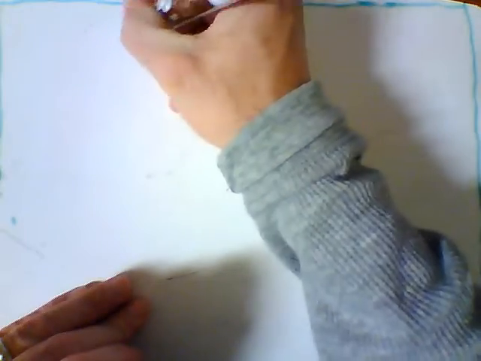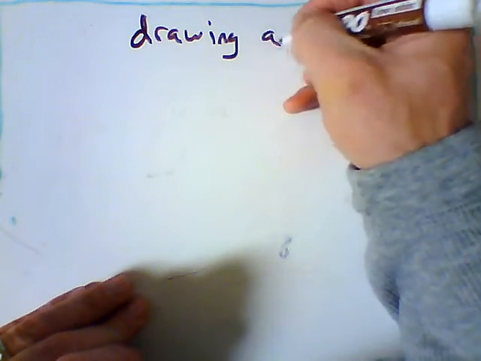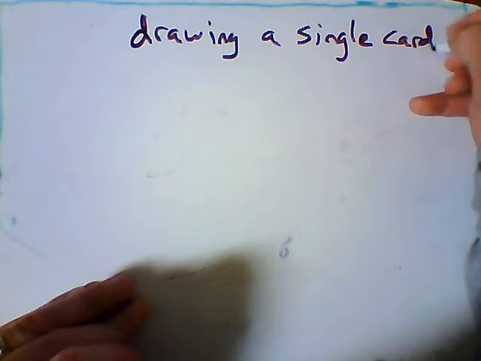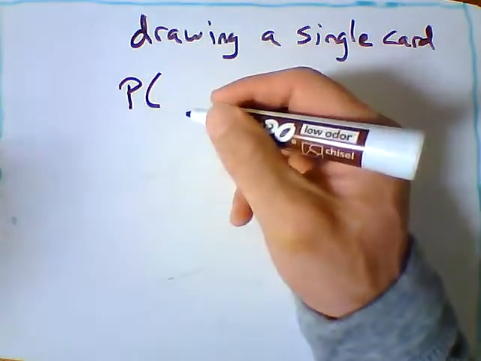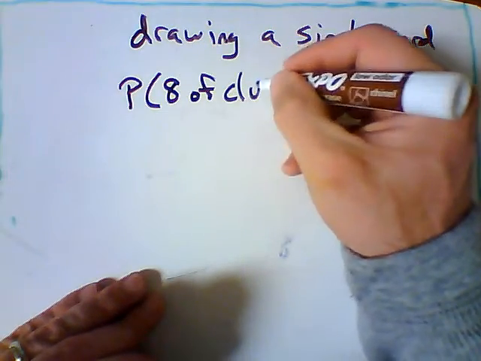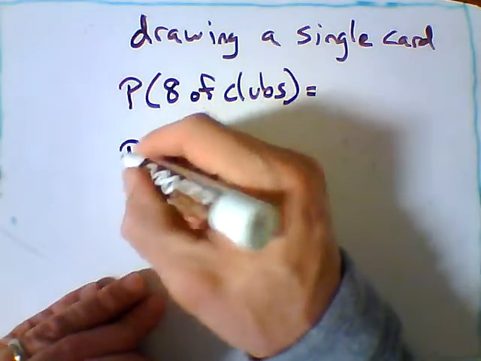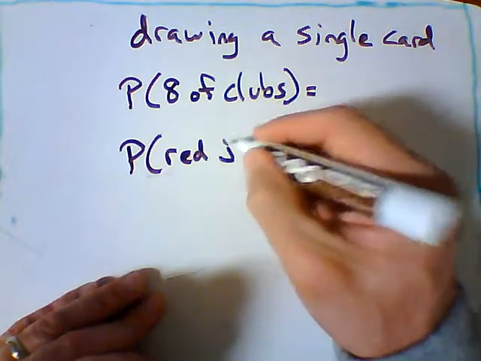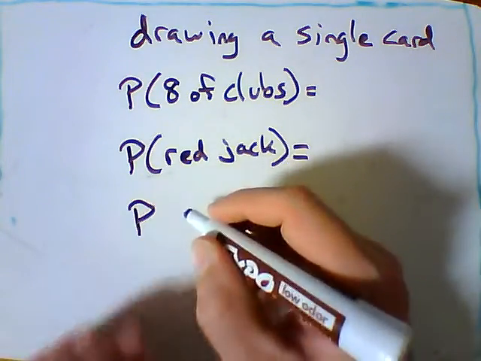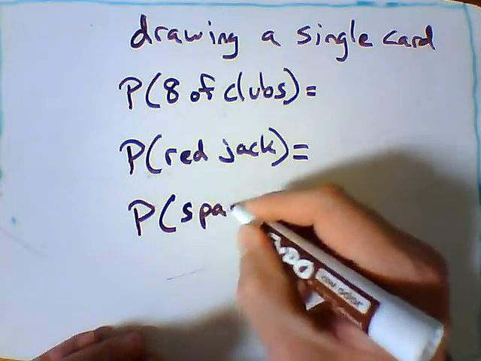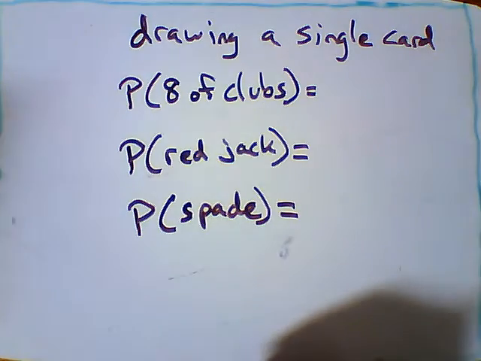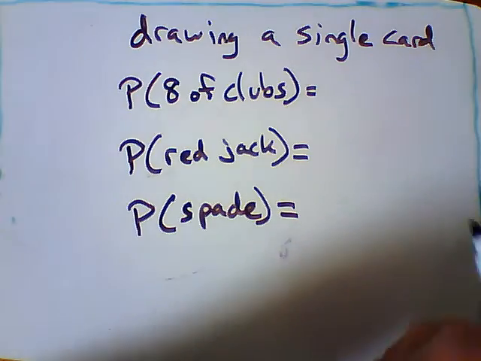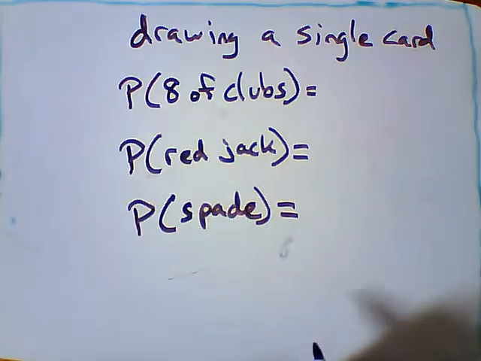Now, I'm going to write down a couple problems for you, and I'm going to ask you to do it. If we're drawing a single card, find the probability that the card you draw is the 8 of clubs, the probability that the card you draw is a red jack, and the probability that the card you draw is a spade. Pause the video, try it out, no risk. Just pause the video, see what you get, try them out, then hit play. Whenever you see my hands move, that's when it's time to unpause.